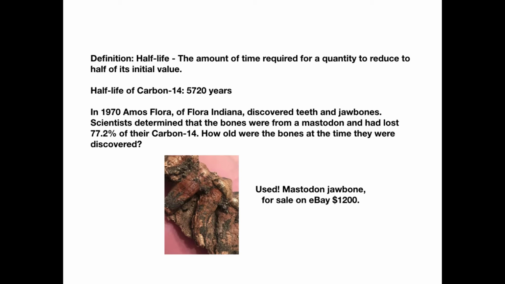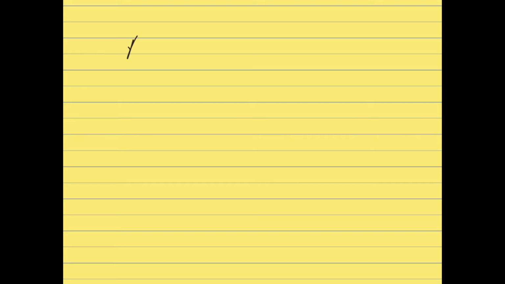Anyway, they determined that the bones had lost 77.2% of their carbon-14. And we want to figure out how old the bones were at the time they were discovered in 1970. We will start with the typical standard exponential equation here, where the ending amount equals the starting amount times e to the kt.